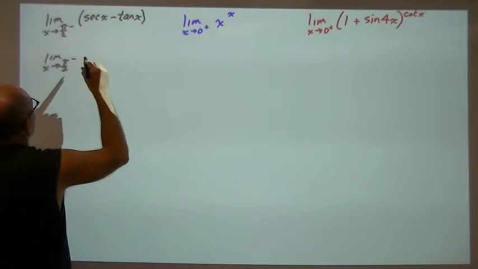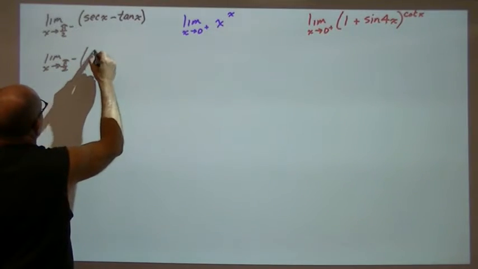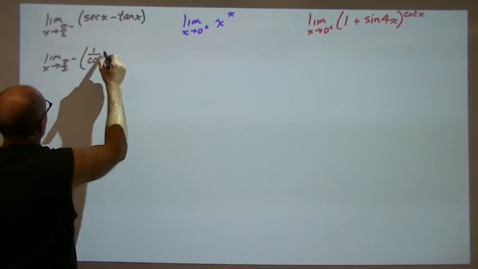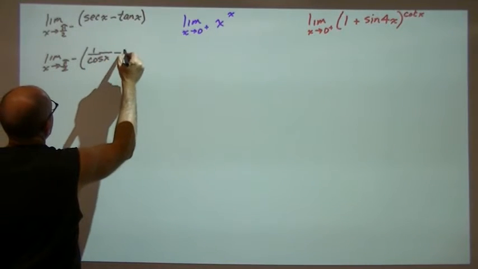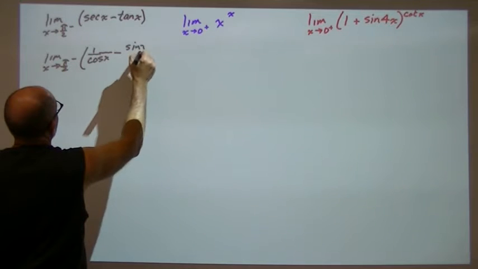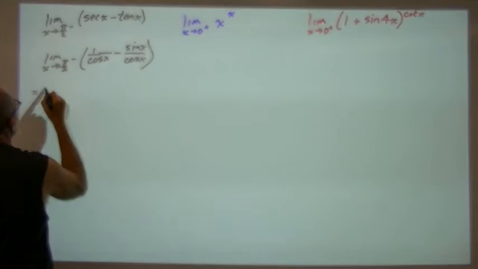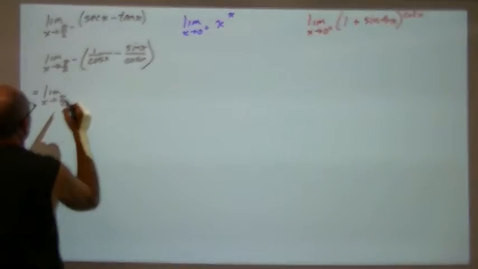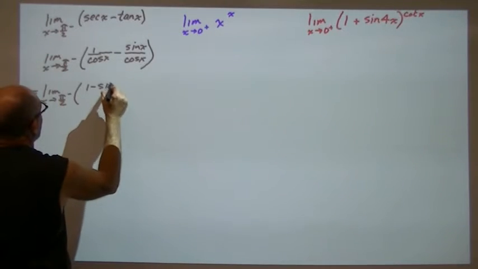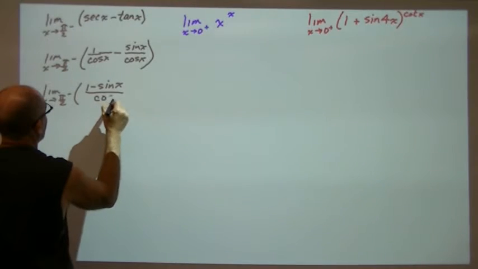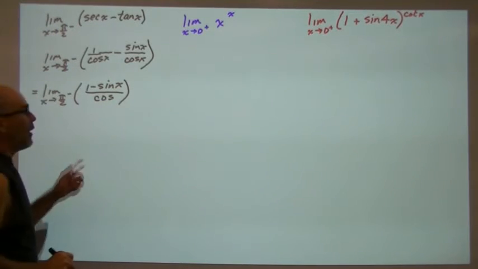hope I'm doing it the easy way and that we're not going to take forever here. Secant is 1 over cosine, and tangent is sine over cosine. So this whole thing is going to equal 1 minus sine over cosine.